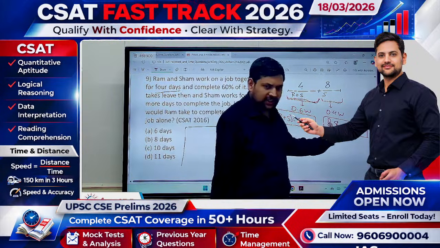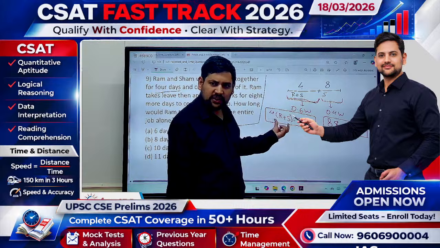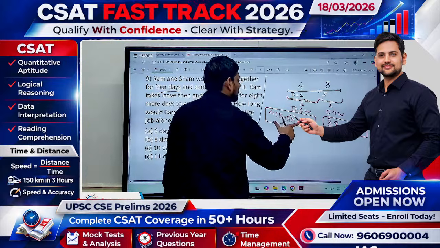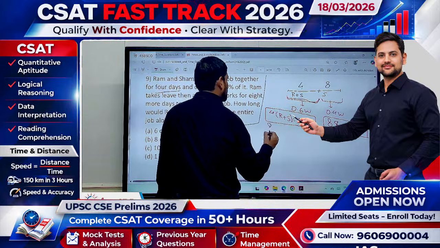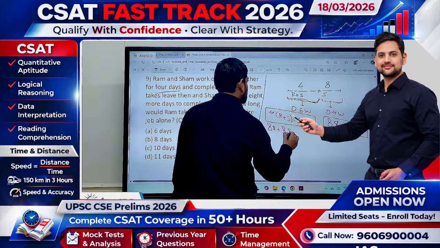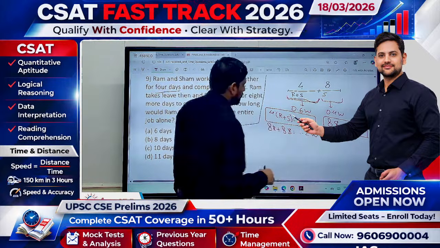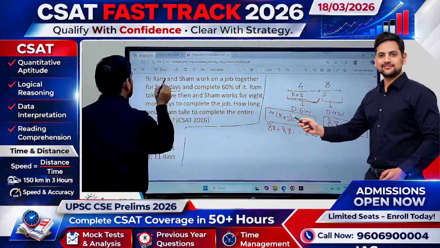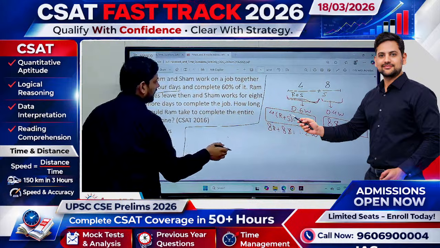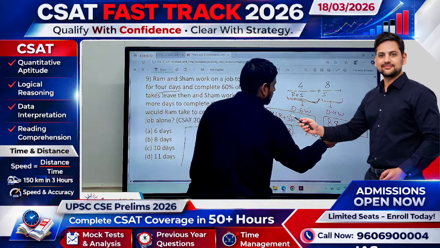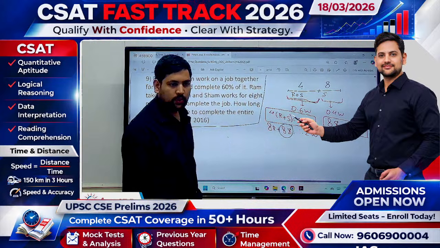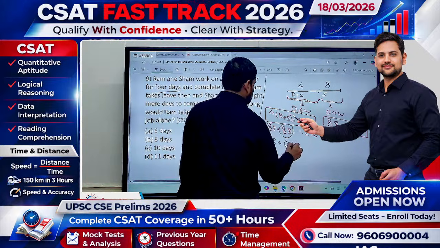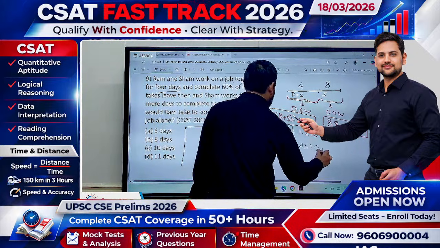Now, I have 8S here, so I want 8S here also, so as to eliminate 8S completely. I multiply both sides of this equation by 2. What I get: 8R plus 8S is equal to 1.2 W. Now I will replace this 8S with 0.4 W, because I have to eliminate this. So this becomes 8R plus 0.4 W is equal to 1.2 W.